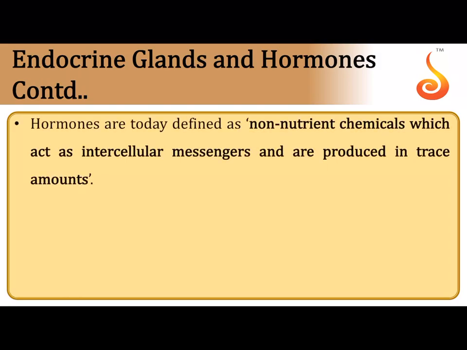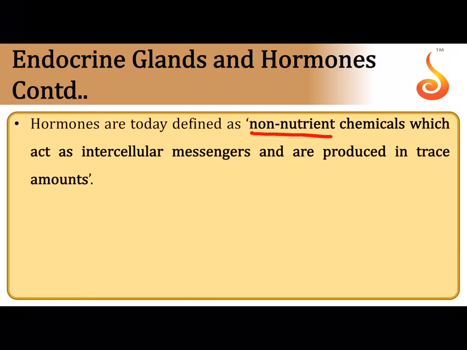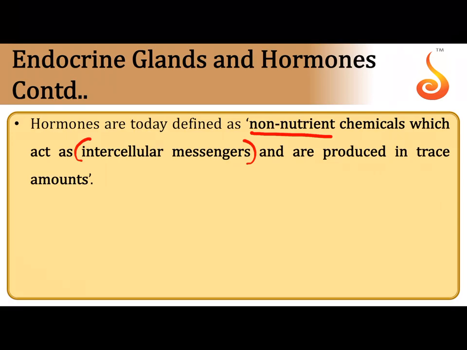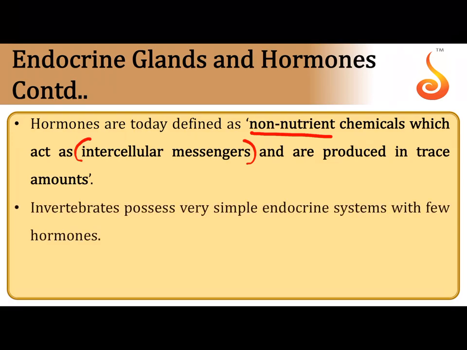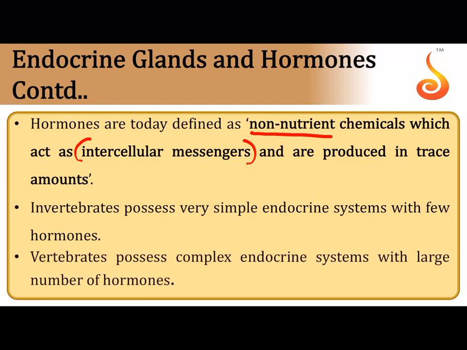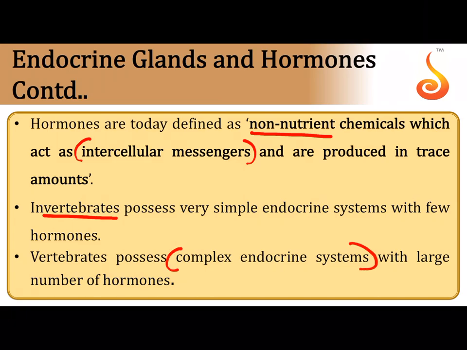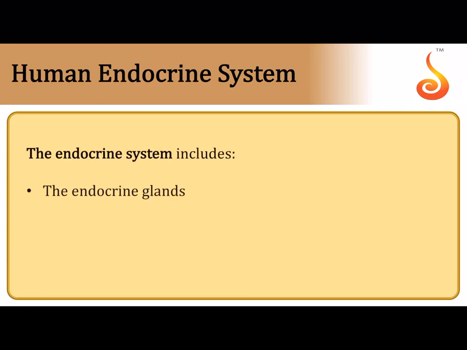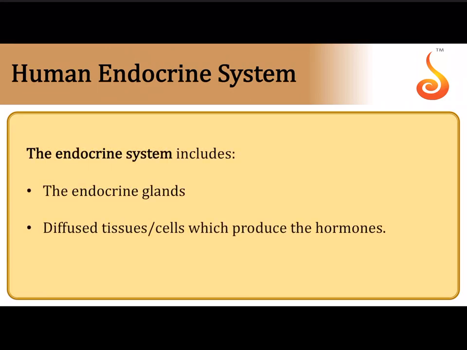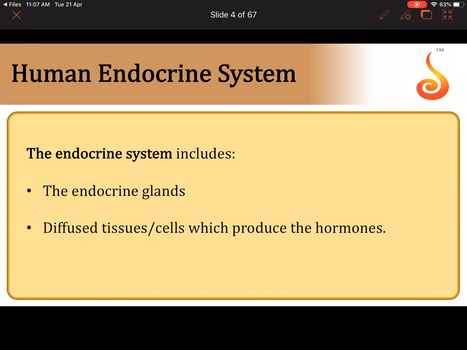Hormones are today defined as non-nutrient chemicals which act as intercellular messengers. They help in passing messages between the cells, and that's why they are called intercellular messengers. If you go back to invertebrates, they have a very simple endocrine system, but only in vertebrates do we have a complex endocrine system. So in this particular chapter, we will be mostly focusing on the human endocrine system, which consists of the endocrine glands and the diffuse tissues and cells present throughout the body which produce hormones.